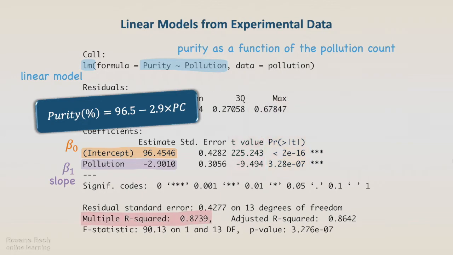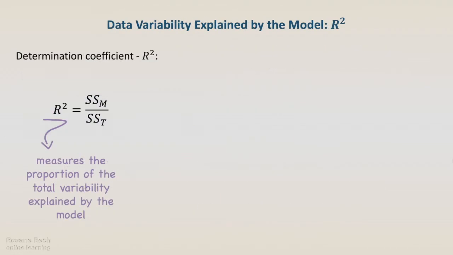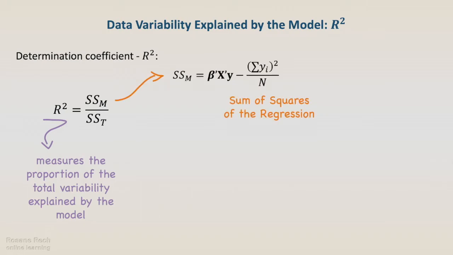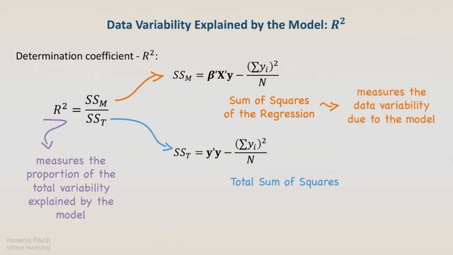The following information is the R-squared. The R-squared is the determination coefficient, and it measures the proportion of the total variability of the data explained by the model. It is calculated as the ratio between the sum of squares of the regression model and the total sum of squares. The sum of squares of the regression measures the data variability due to the model, while the total sum of squares measures the total variability in the system.